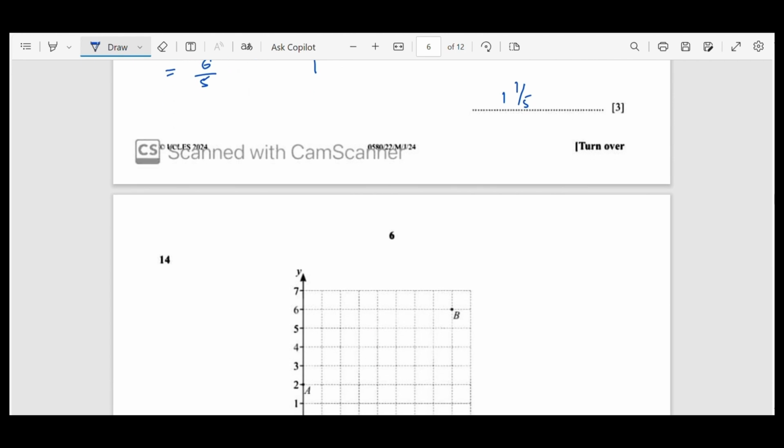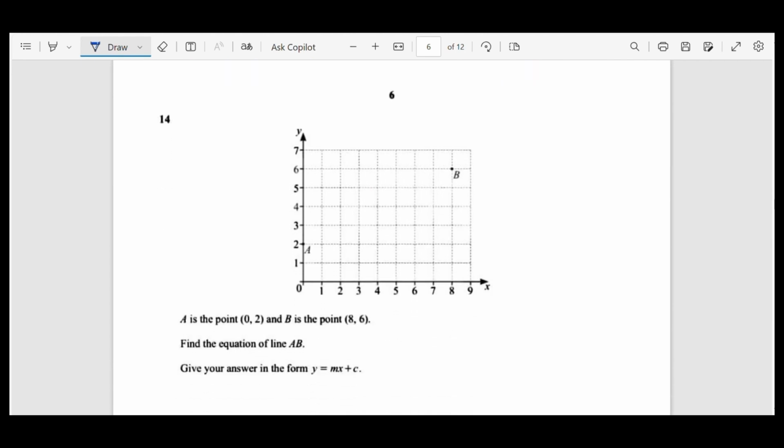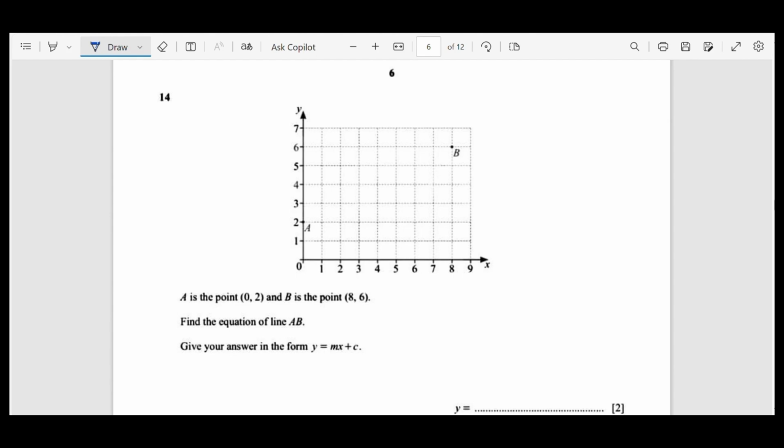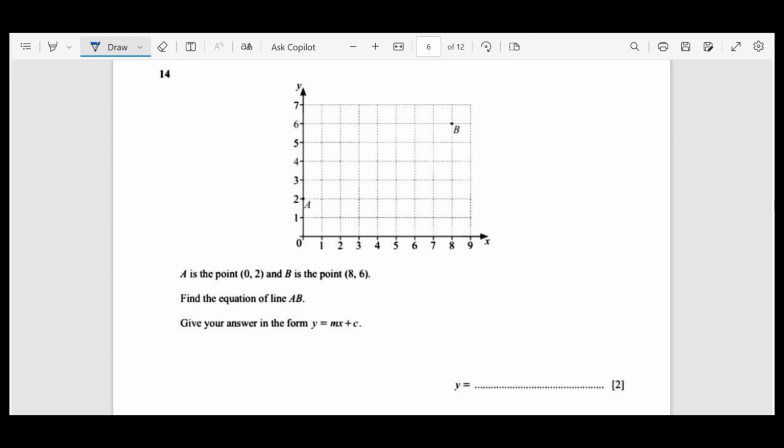Next is question number 14. A is a point 0 to B is the point this. Find the equation of the line AB. Give your answer in the form of y is equal to mx plus c. Here the y intercept is 2. Right? So c is equal to 2.